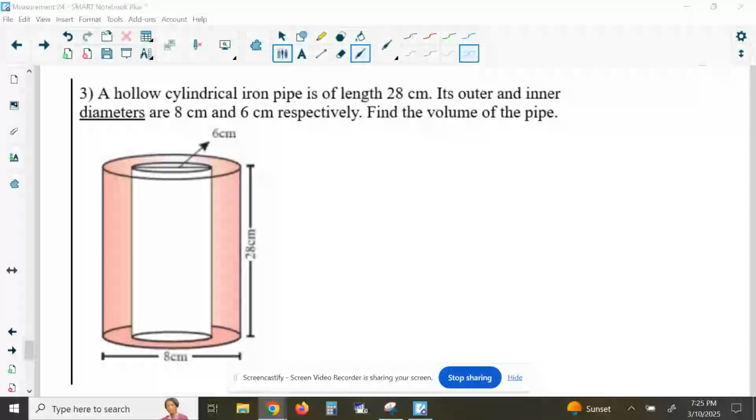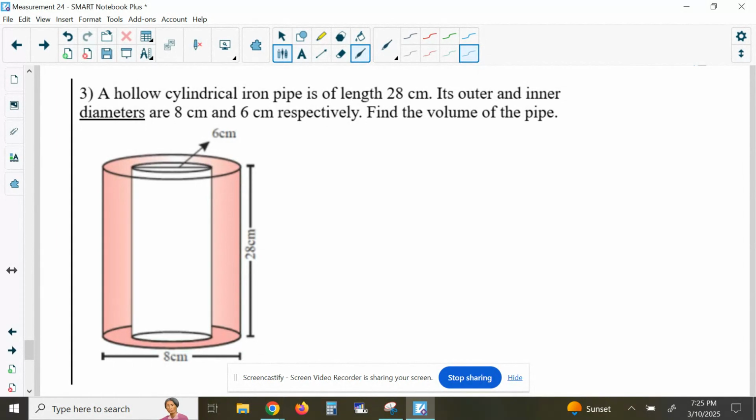So make sure you have finished all of the front side of the paper. So number 3 here, a hollow cylindrical iron pipe is of length 28 centimeters, which looks like they put that in the picture. Its outer and inner diameters are 8 centimeters and 6 centimeters respectively.